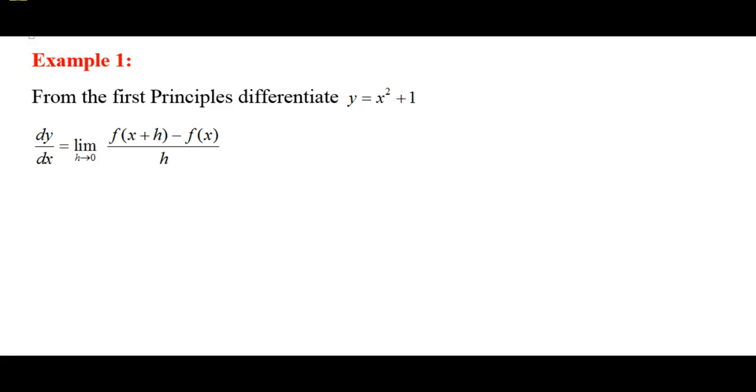So in solving it using the first principle, the formula is this. This is the first principle formula. I'll give you two different formulas. This is the first one. dy/dx, or the derivative of the function, equals the limit as h approaches 0 of f of x plus h minus f of x, over h. This function is the same as f of x, because y is represented as f of x.